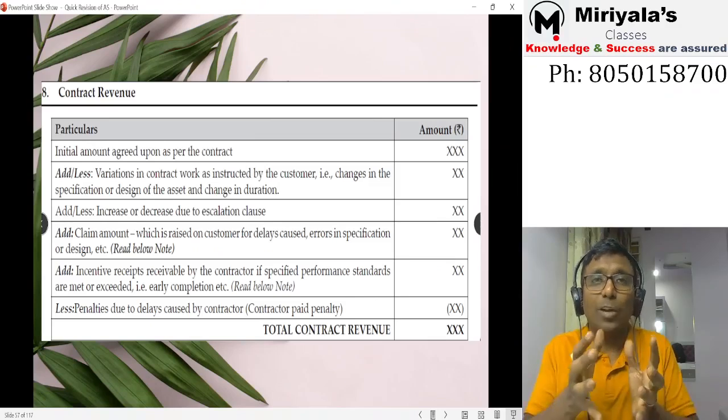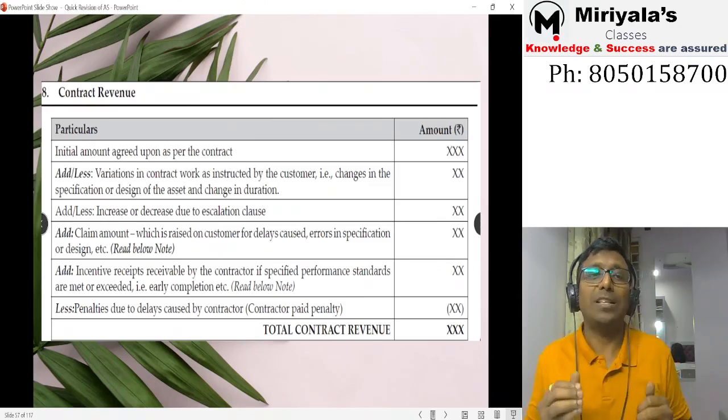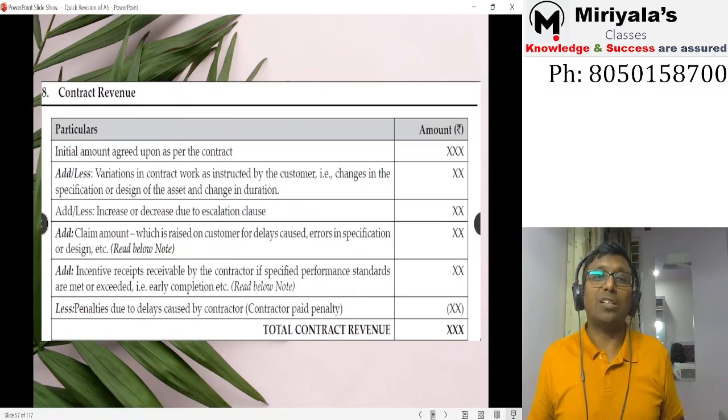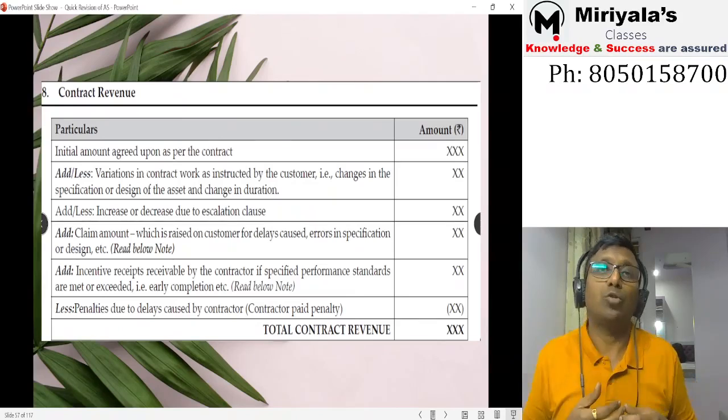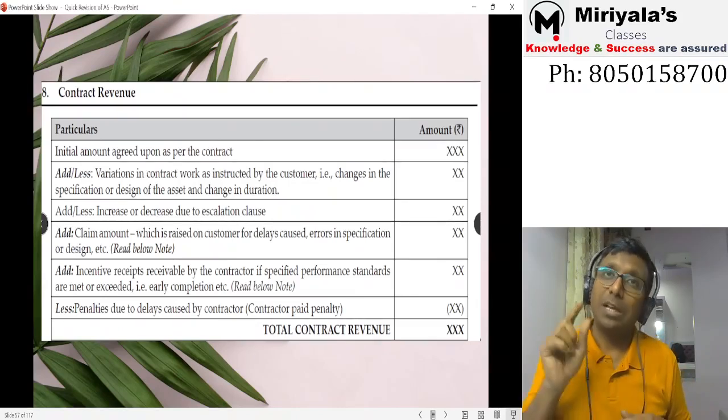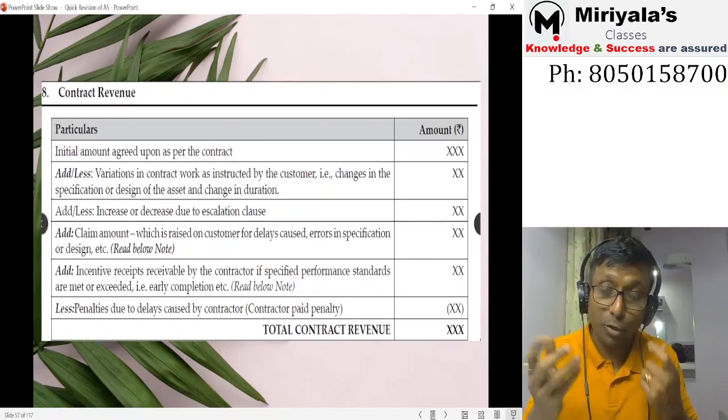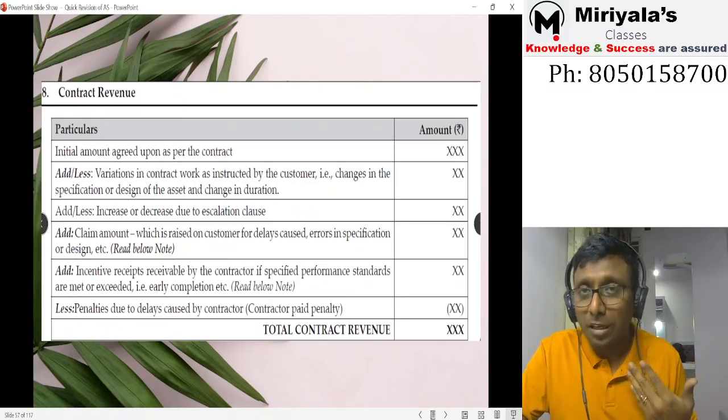Construction reaches an advanced stage. At that time only we can say we will be able to do that. Any penalties due to or caused by the contractor, if we have made some mistake and now we are supposed to pay some amount to the customer, under that circumstance, that will be reduced from the contract revenue.